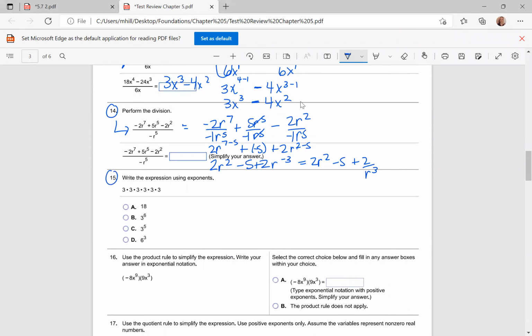Number 15, they're wanting us to write 3 times 3 times 3 times 3 times 3 times 3 in exponential form. Well, there's 1, 2, 3, 4, 5, 6 of those. So that problem is pretty easy. It's just 3 to the 6th.